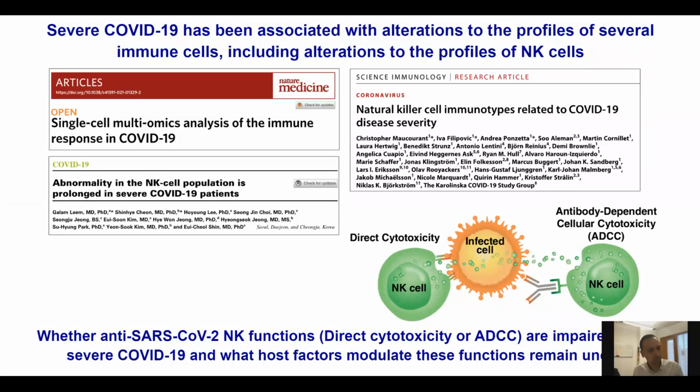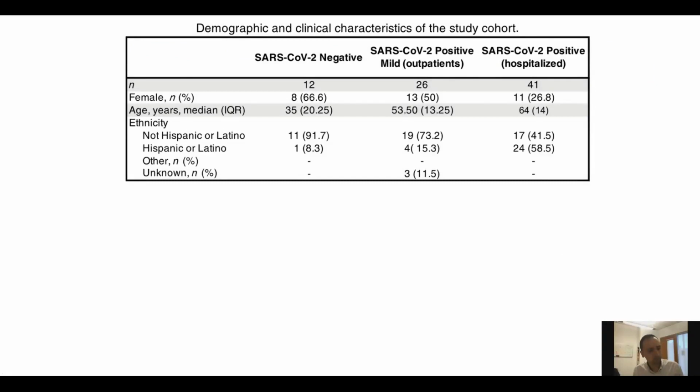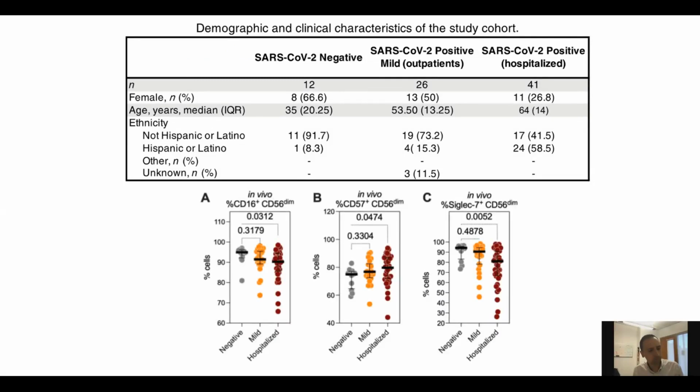So we first wanted to answer this question, whether this alteration leads to reduction in the functions. So we collected samples from SARS-CoV-2 negative controls, individuals with mild COVID-19, or hospitalized COVID-19. And first, we confirmed what is known in the literature, that indeed the NK cells in those individuals with hospitalized COVID-19 have different alterations. They do express lower CD16, higher CD57, higher Siglecs-7, and several other alterations. So we know that these individuals we collected are representative of what is going on in the literature.